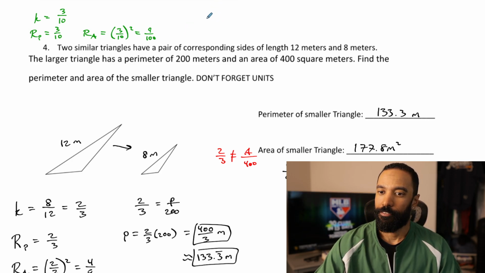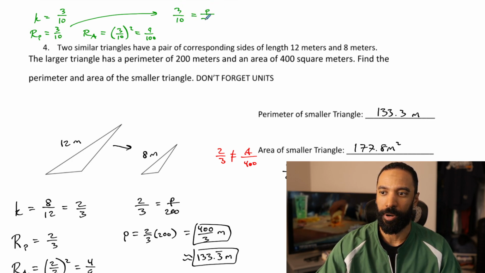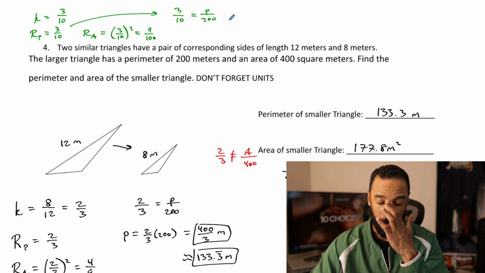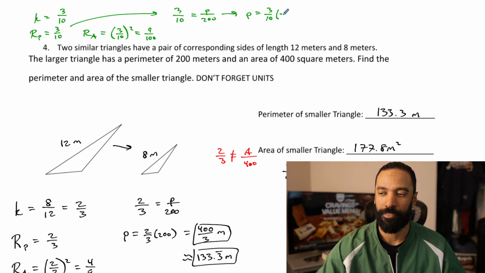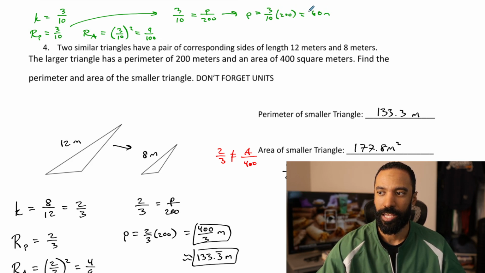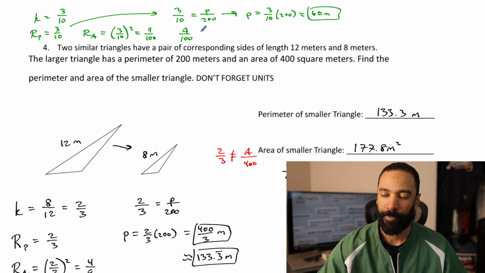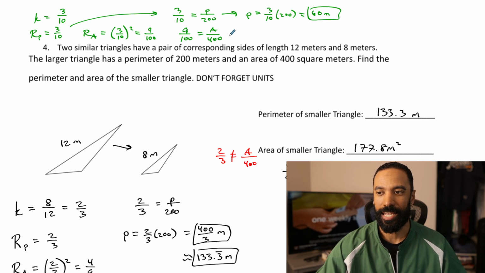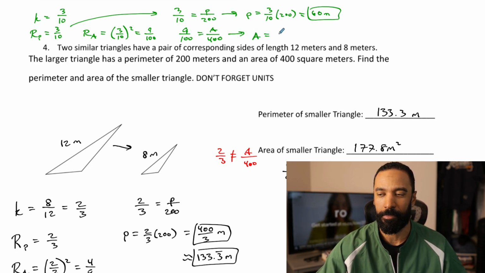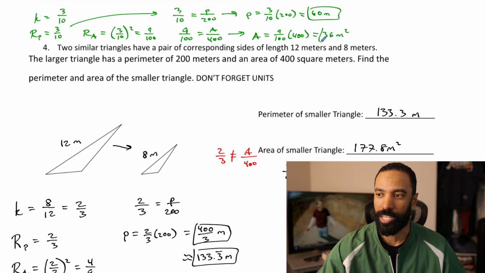So for the perimeter, I'd say 3 is to 10, small to big, as the unknown perimeter is to 200. If you take 3/10 of 200, you do get what I said before, 60. 3/10 of 200, which is 60 meters. That's a little cleaner number. And then 9/100ths, squaring both of those, it's crazy, right? Divided by area over 400. We take 9/100ths of 400, 9% of 400, and you get 36. 36 square meters.